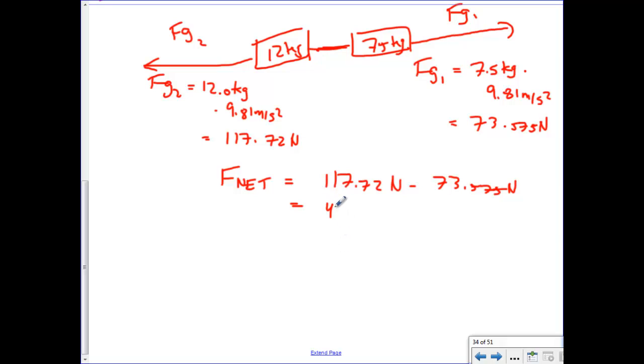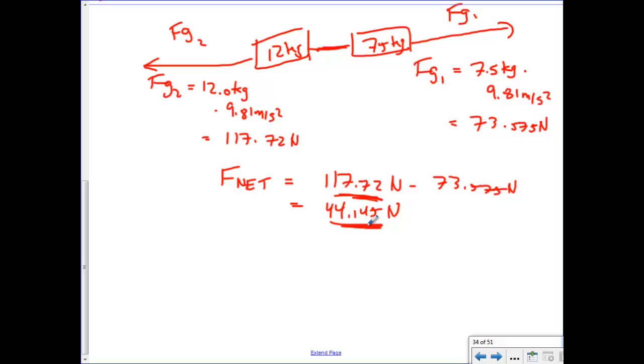So I got 44.145. I'm just going to pause there for a second, just make sure everybody gets that. So to solve this question here, I know there's a pulley. Ignore the pulley. Imagine that there's a pulley here, strings over top of it. Imagine that you just lifted the strings off the pulley.